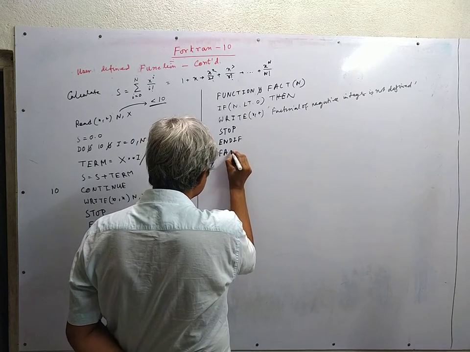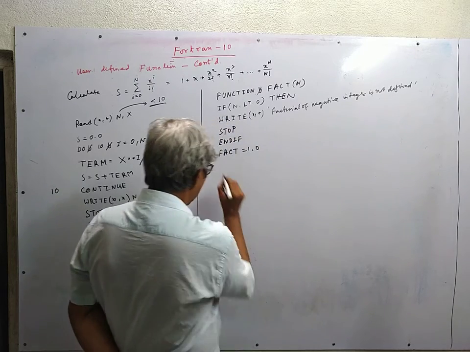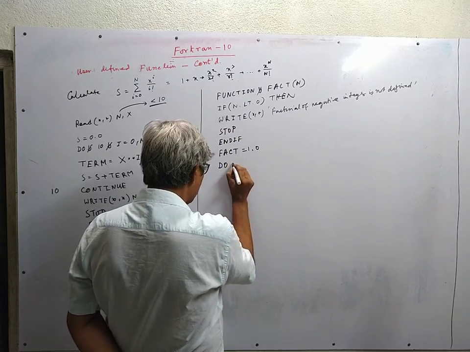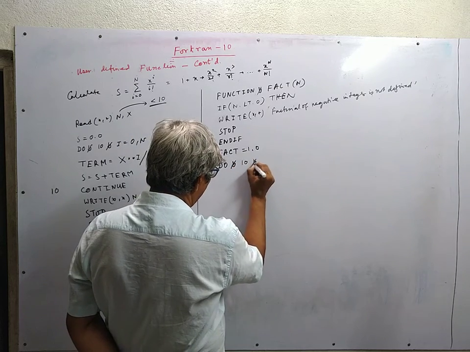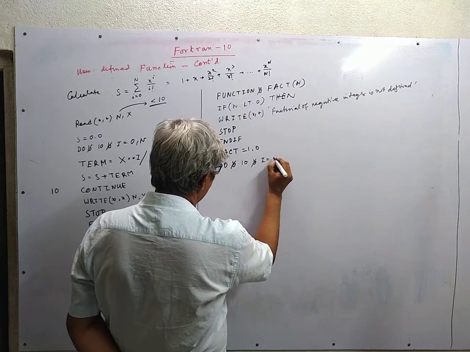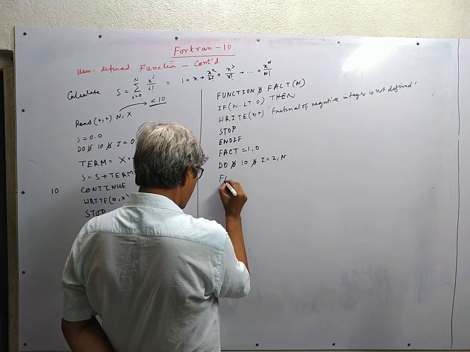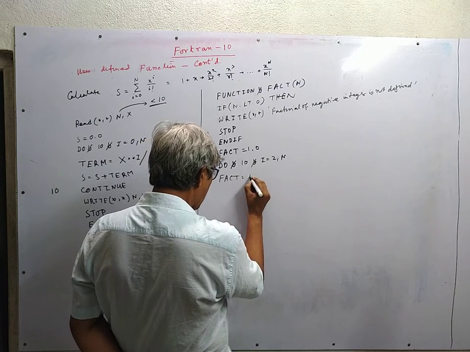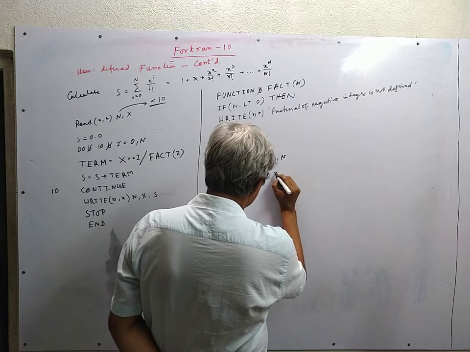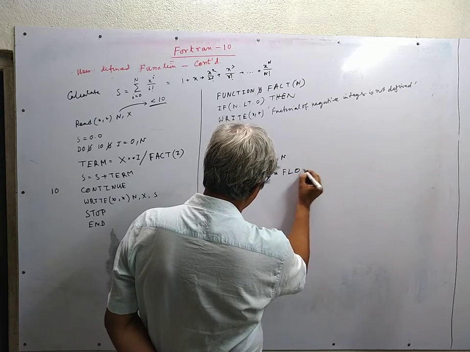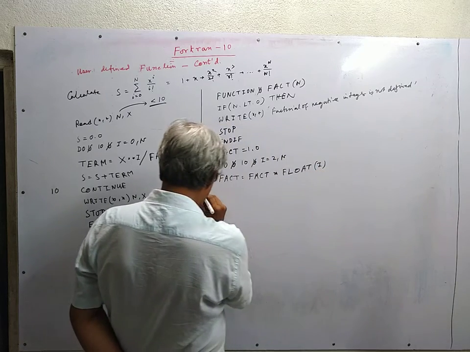Fact is equal to 1.0. Do 10 I is equal to 2 comma n, fact is equal to fact times I, 10 continue.